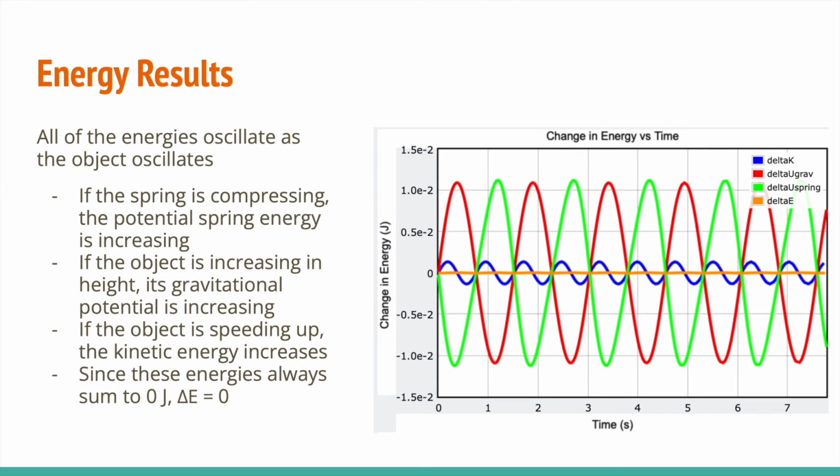As we can see from the graph on the right, all the energies oscillate as the object oscillates. If the spring is compressing, the potential spring energy is increasing. If the object is increasing in height, the gravitational potential energy is increasing. If the object is speeding up, the kinetic energy increases. Since these energies always sum to 0 joules, the change in energy is 0.